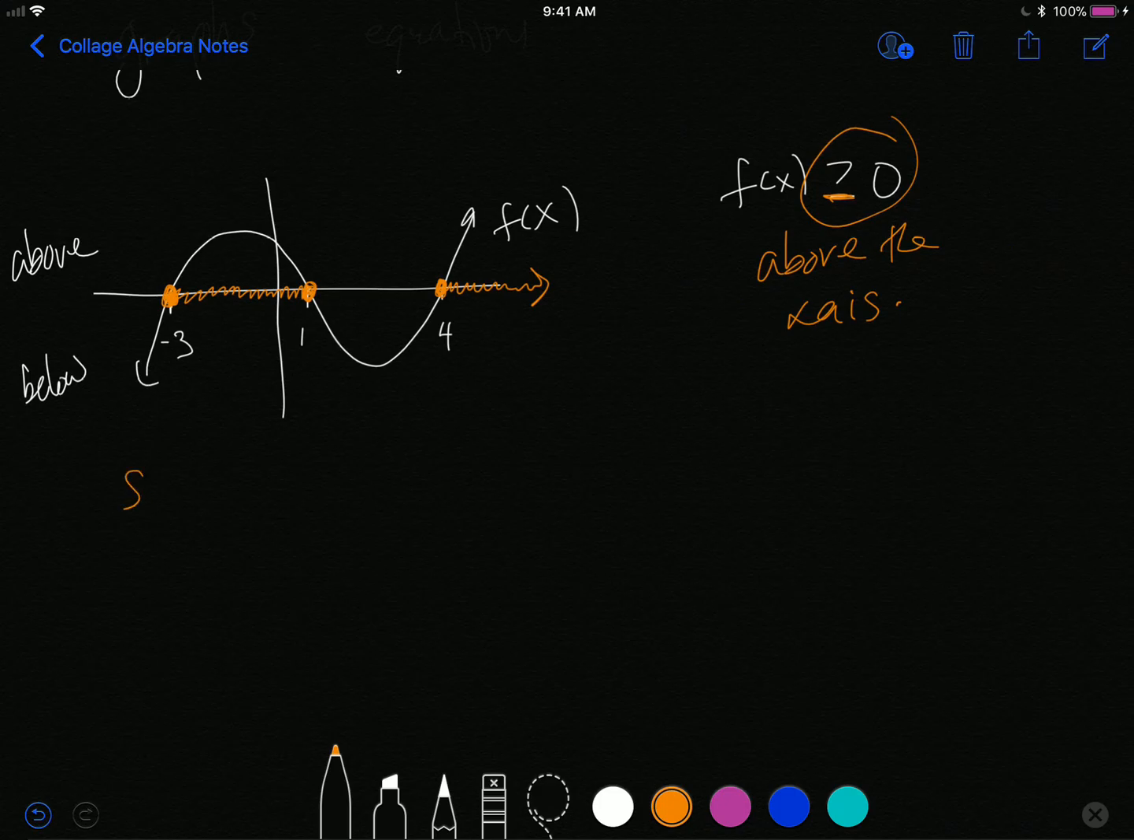And so my solution will be square bracket -3 to 1 union 4 to infinity. And that would be the solution to my question right there.